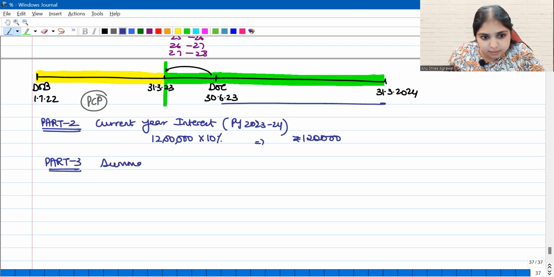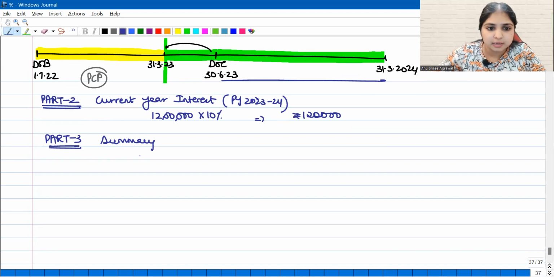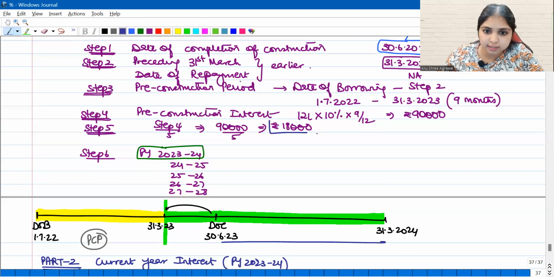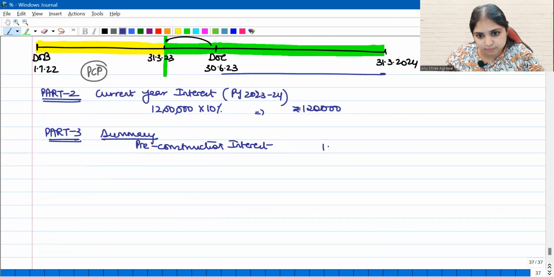After this, part 3, write down summary. We are done with the difficult part, guys. Rest of it is all simple. Under summary, write down pre-construction interest. How much is the pre-construction interest we calculated? 18,000. Next line, write down current year interest.